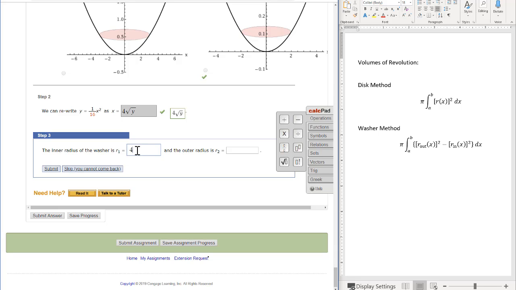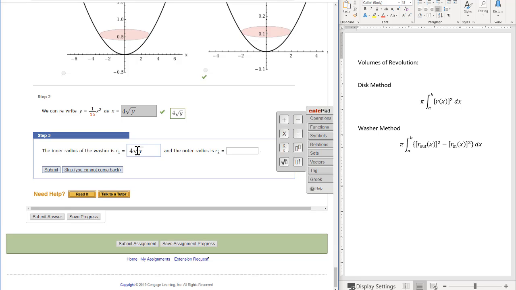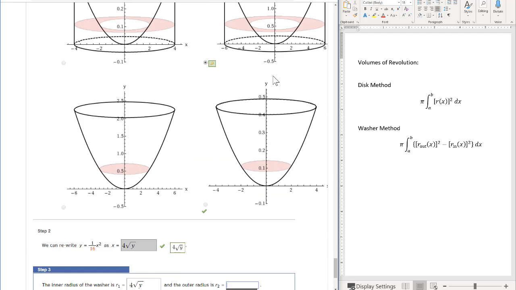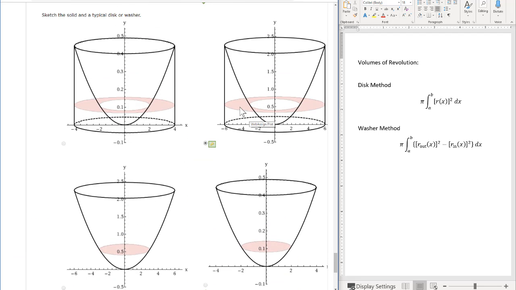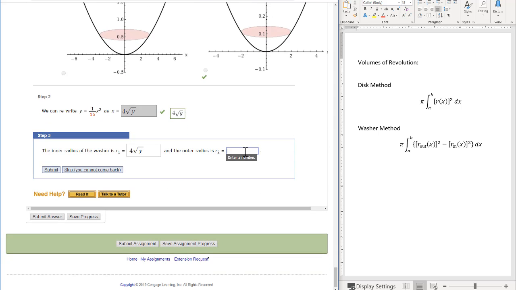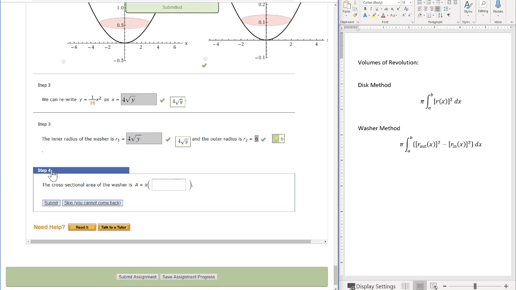So that's 4 times the square root of y. And then the outer radius, if you look at this washer, we make our cut down here, the radius is going to be 6. We move up here towards the top, the radius is going to be 6. Anywhere you cut it, the radius is going to be 6.